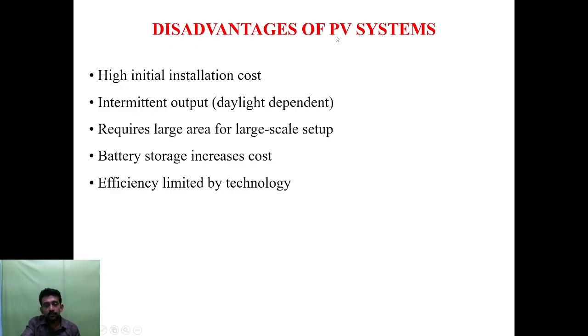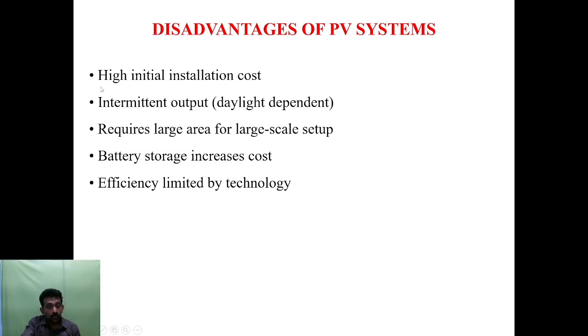And coming to the disadvantages of the PV system, the initial installation cost is very high. So the cost of production, the cost of extraction of silicon, the cost of manufacturing, and the cost of transportation to the site are very high.